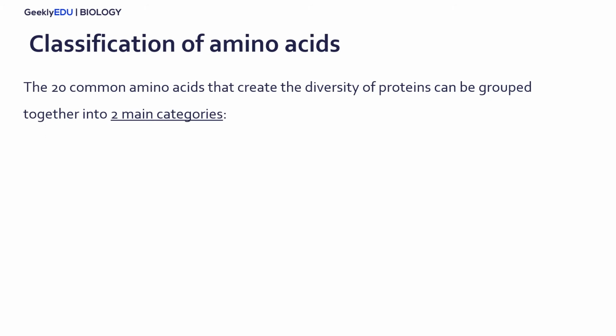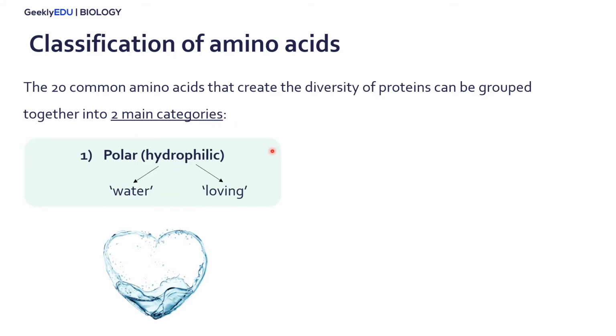So the 20 different amino acids that create all of the proteins in our bodies can really be grouped together into two main categories. The first of which are amino acids that are polar, and we can call these types of amino acids as being hydrophilic. Looking at this word hydrophilic, hydro basically just means water, and philic means loving. So these are the amino acids that are really happy being in water and binding to water molecules.